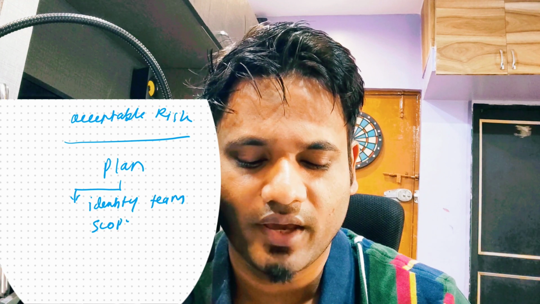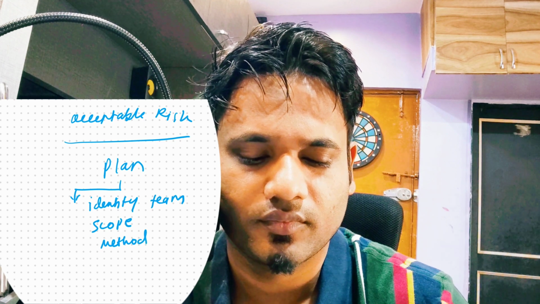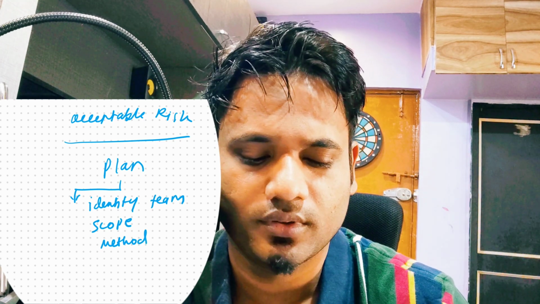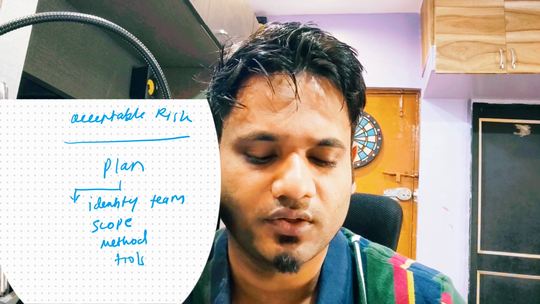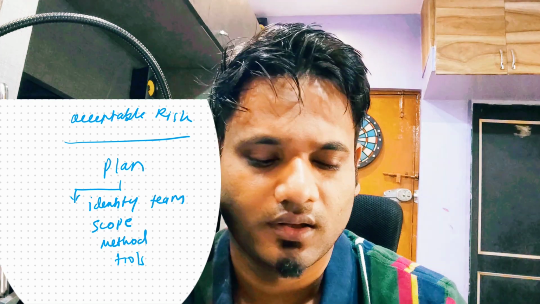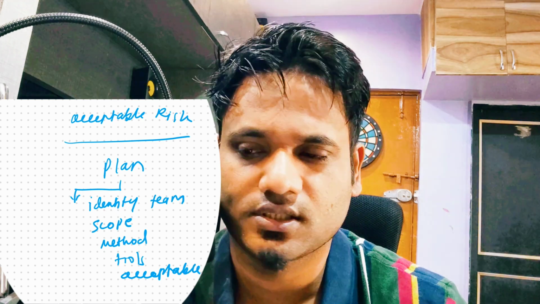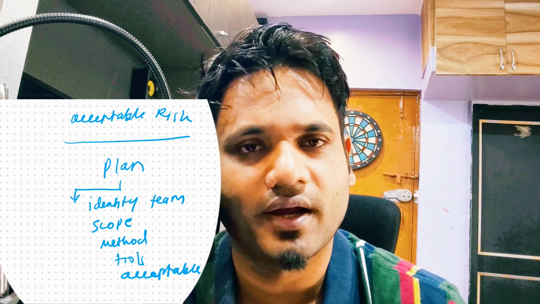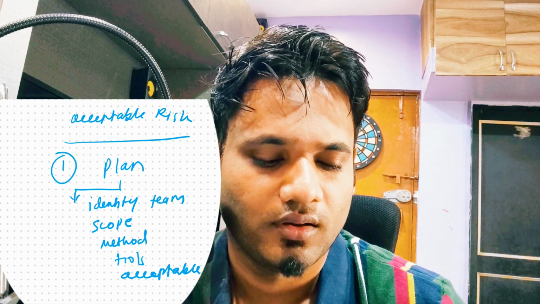So under the plan, what we have discussed, we need to identify the team, then you need to define scope, then you need to define your method, which method you're going to take to deliver your risk mitigation. Then you have to identify the tools, and finally you need to understand what is the acceptable risk you can take into account. All right, this is the first thing. When you talk about risk management, you have to do the planning.